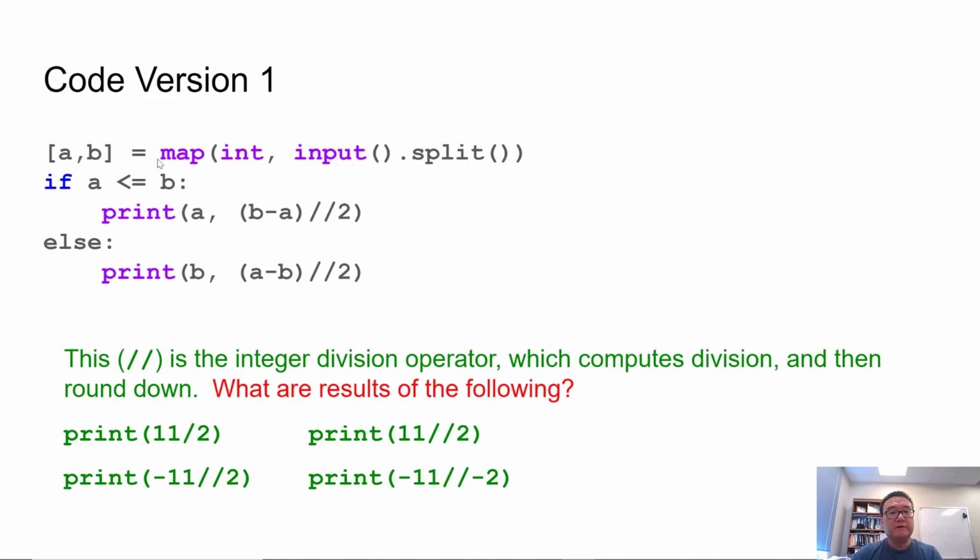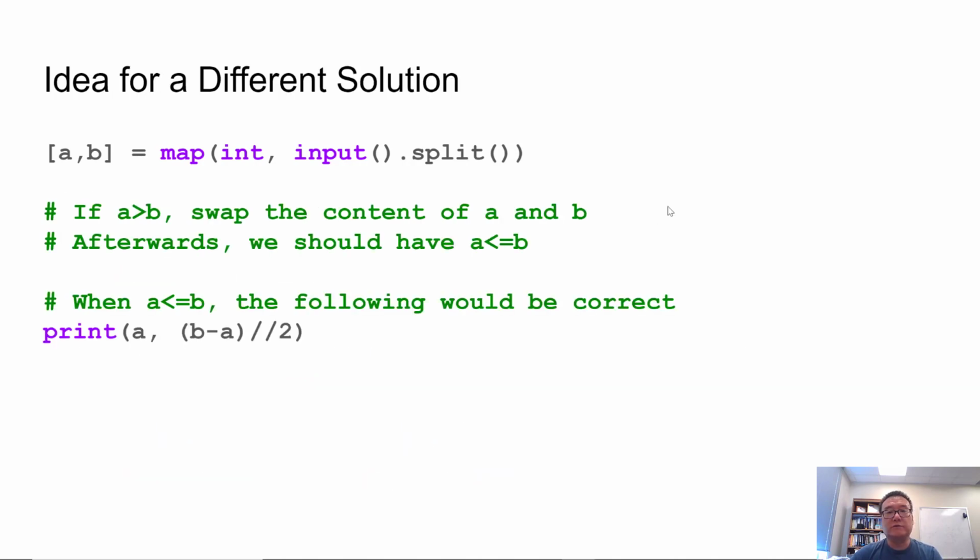So in this version of the code, we do things differently based on whether A is less than or equal to B or A is greater than B. Now we consider another way to solve the problem. We want to make sure A is less than or equal to B. Then we can always use this branch.